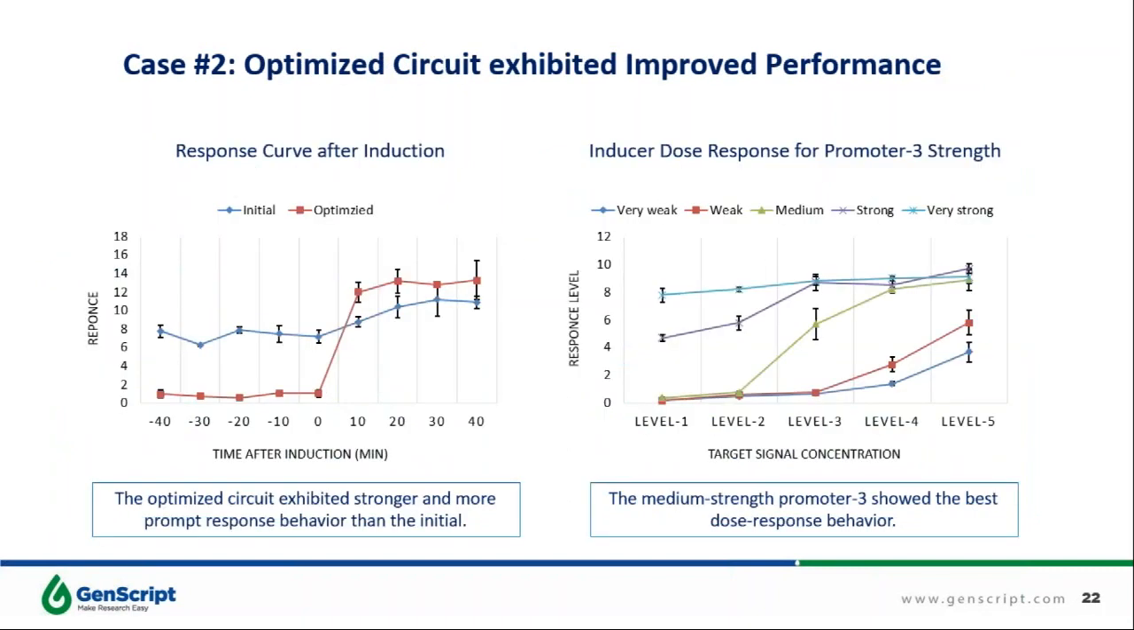We optimized the circuit, and it exhibited a stronger and more prompt response toward the stimulus. As can be seen in the left figure, the initial version of the circuit showed very little response to the stimulation. In contrast, the optimized version showed a very clear response curve and a very short response time after induction. Particularly, they found that the signal dose response curve is extremely sensitive to the strength of promoter 3, which should be very carefully tuned to arrive at the desired behavior for the circuit.